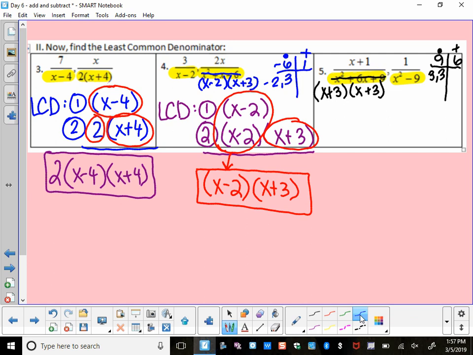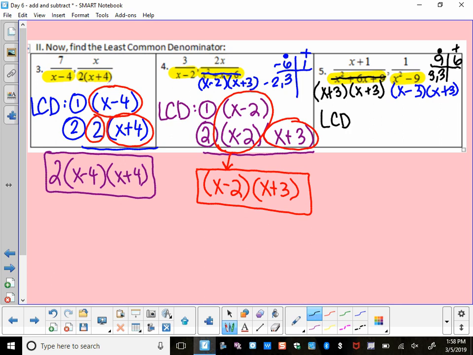Alright, for my second polynomial, I have x squared minus 9. We have to realize at this point that this is a difference of squares. So x minus 3, x plus 3. No other way around it. You just have to know that if I have 2 terms and a minus sign and 2 perfect squares, it's a difference of squares.